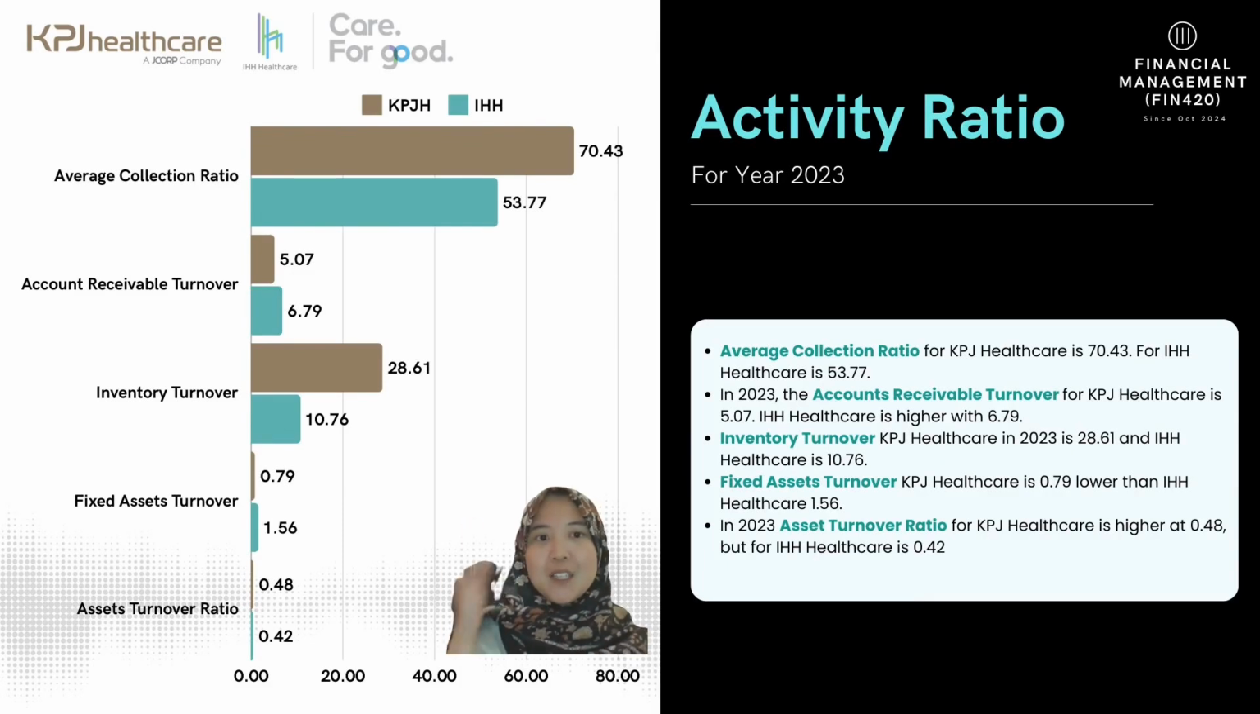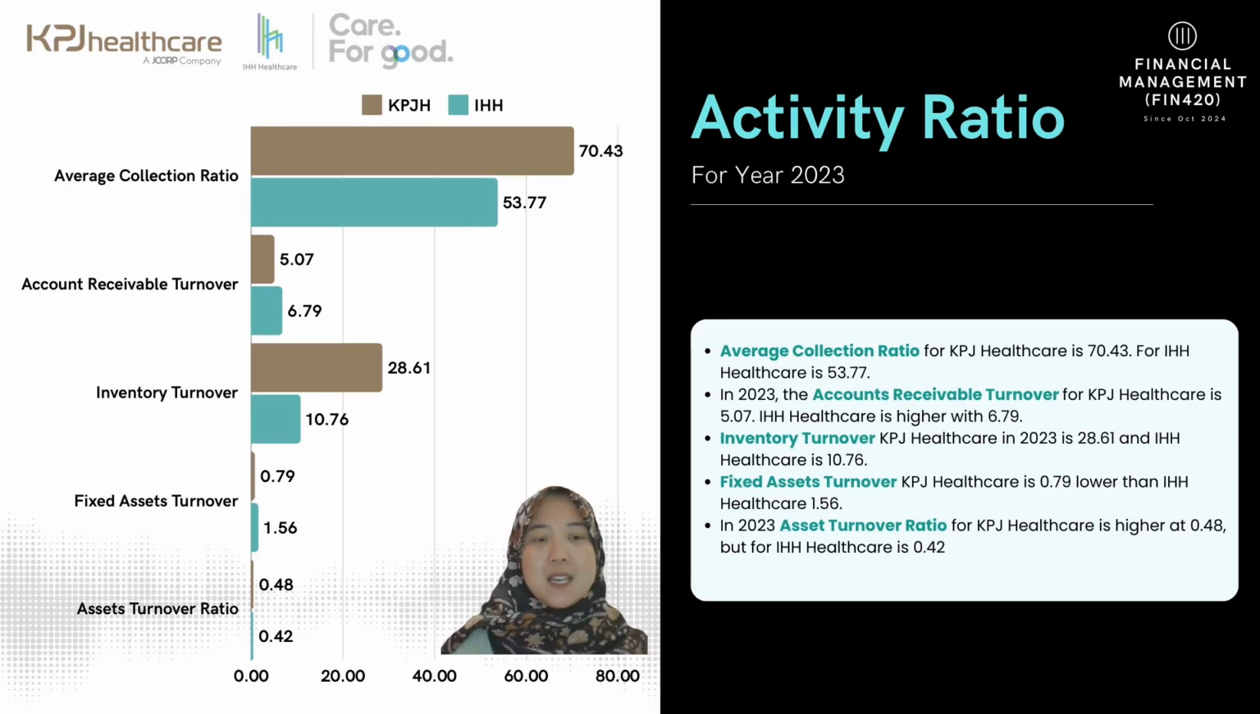Last but not least is the activity ratio for KPJ Healthcare and IHH Healthcare for the year 2023. The average collection ratio for KPJ Healthcare is 70.43. For IHH Healthcare, it is 53.77. In 2023, the account receivable turnover for KPJ Healthcare is 5.70. IHH Healthcare is higher with 6.79.